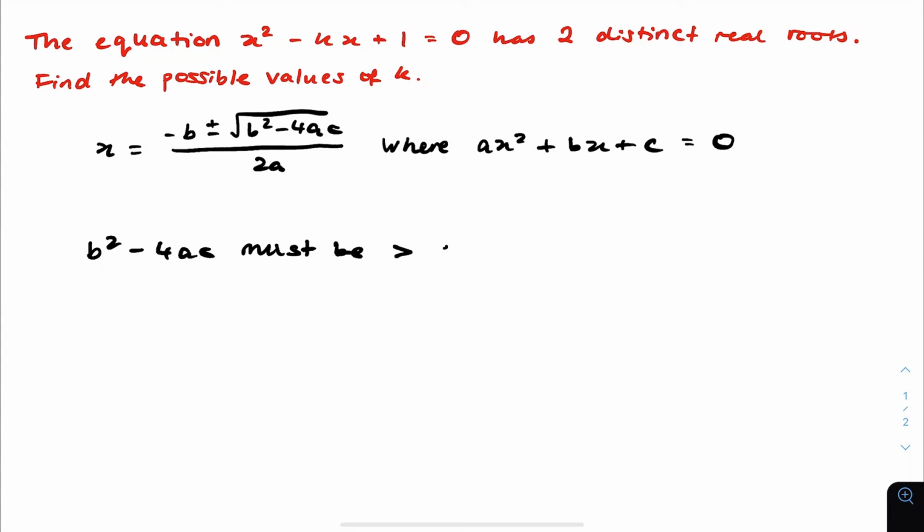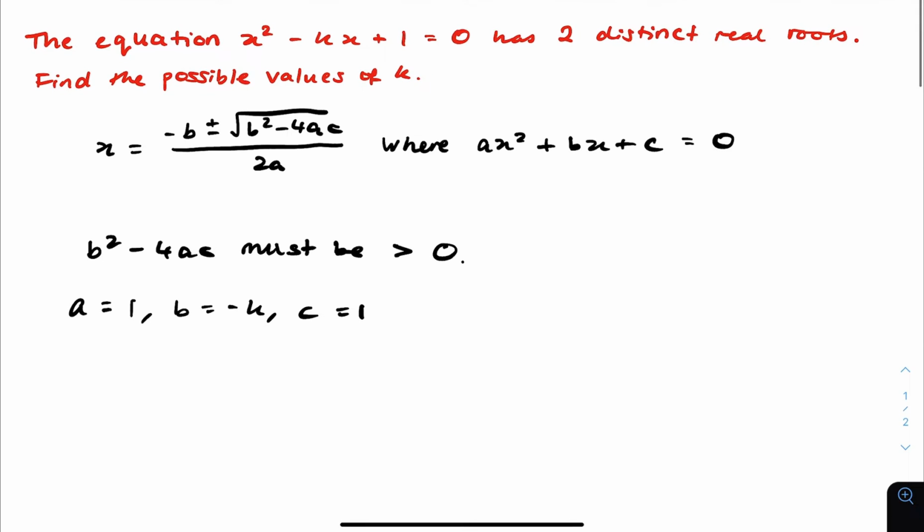What we're going to do is equate b squared minus 4ac to 0 first, and then find the inequalities, because it's easier to deal with the inequality after we've found the critical points. So in this case, a is equal to 1, b is equal to negative k, and c is equal to 1 as per our equation. So the coefficient of x squared is just 1, negative k for x, and 1 for the constant. Now substituting in, we get negative k squared minus 4 times a, which is 1, times c, which is 1, which gives us k squared minus 4.